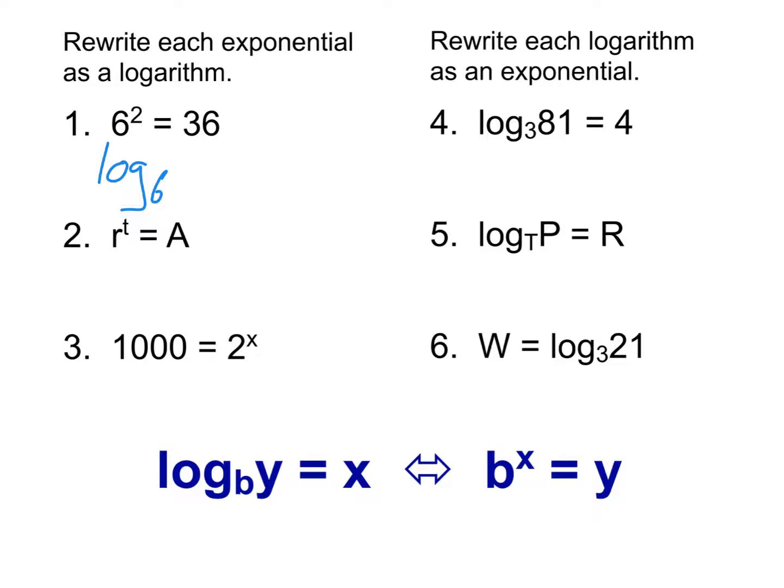Next up, when I write my logarithm, comes the y value. Y is what the exponential is set equal to. So in this case, the exponential is set equal to 36. So it's log base 6 of 36. Equals, and again we can see what that is. It's the x value, which is the exponent from the exponential. So in this case, that's going to be a 2. So we get log base 6 of 36 equals 2.